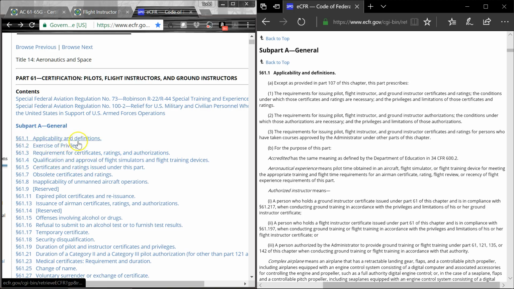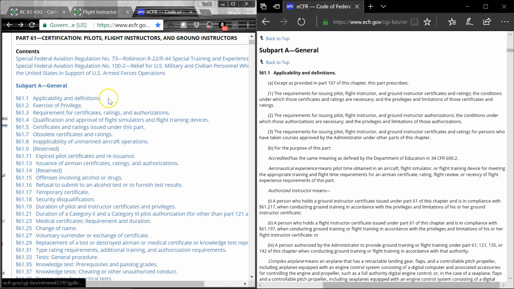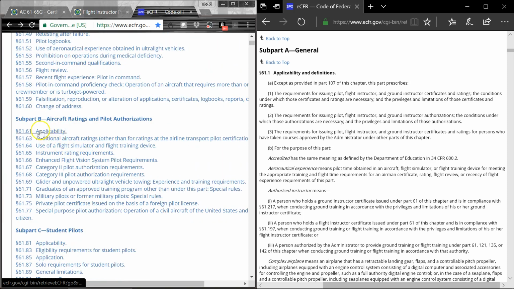Okay, let's move along here because I want to make this as short as possible today. Everybody's attention span is probably somewhere between 7 and 10 minutes, and I think I'm already going over that. So we have Subpart A, General. Then if you scroll down, we have Aircraft Ratings and Pilot Authorizations.